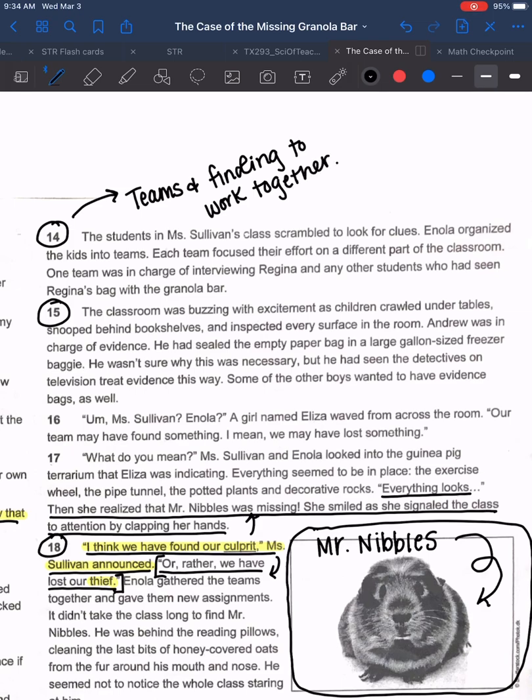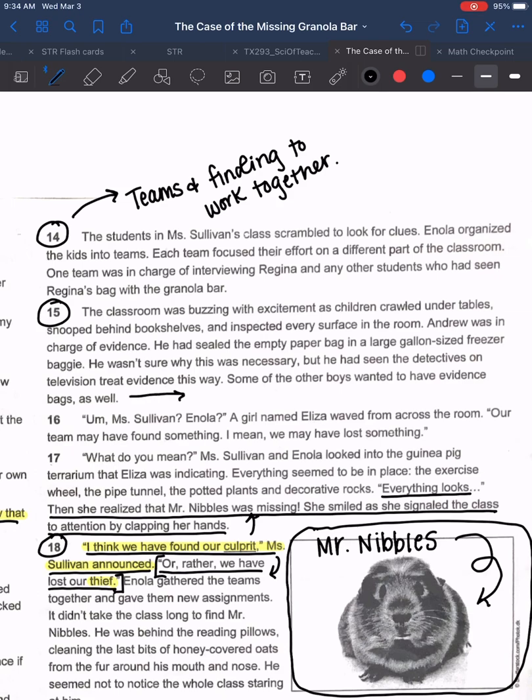Then we have 15. The classroom was buzzing with excitement as children crawled under tables, snooped behind bookshelves, and inspected every surface in the room. Andrew was in charge of evidence. He had sealed the empty paper bag in a large gallon-sized freezer baggie. He wasn't sure why this was necessary, but he had seen the detectives on televisions treat evidence this way. Some of the other boys wanted to have evidence bags as well.